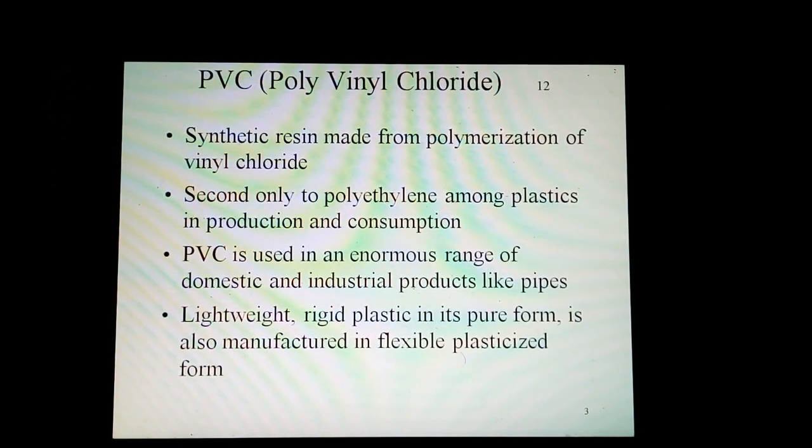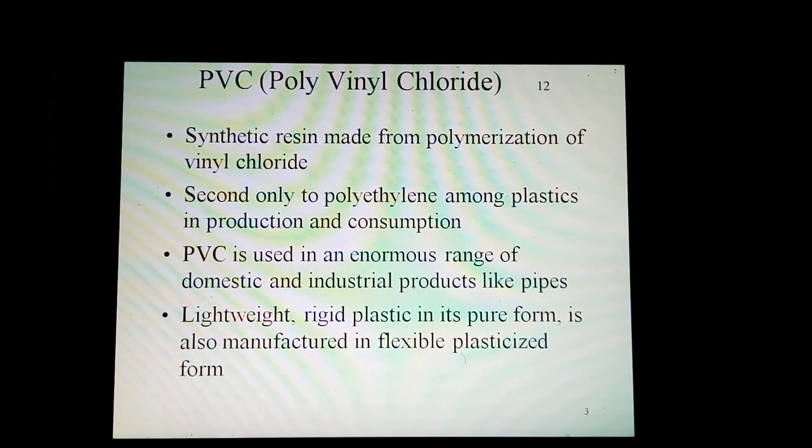PVC or polyvinyl chloride is a synthetic resin made from the polymerization of vinyl chloride. It is second only to polyethylene among the plastics in production and consumption. PVC is used in an enormous range of domestic and industrial products, from raincoats and shower curtains to window frames and indoor plumbing. The lightweight, rigid plastic in its pure form. It is also manufactured in a flexible plasticized form.